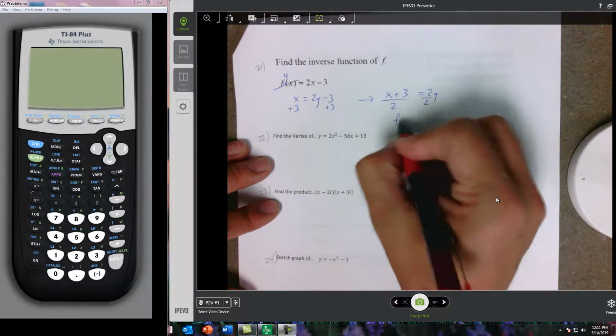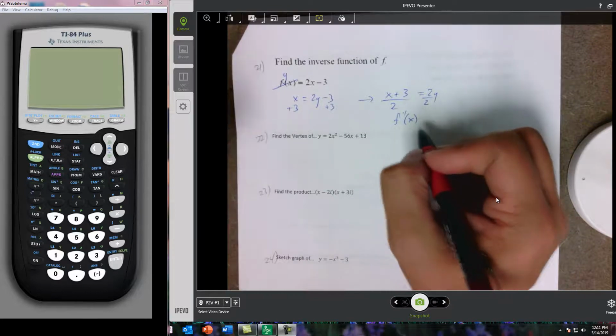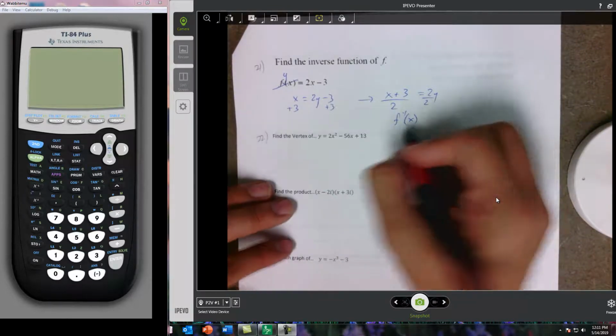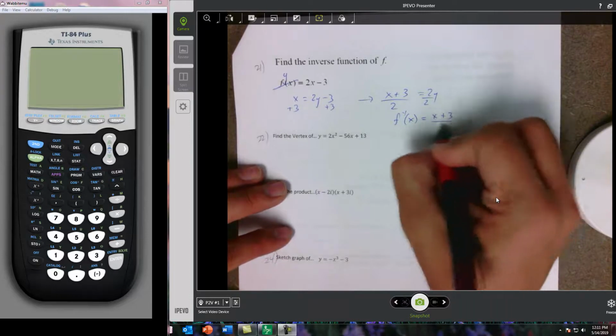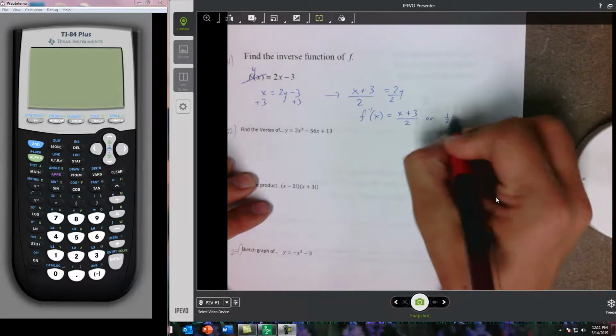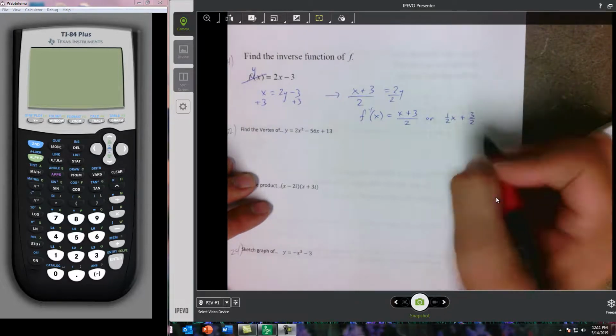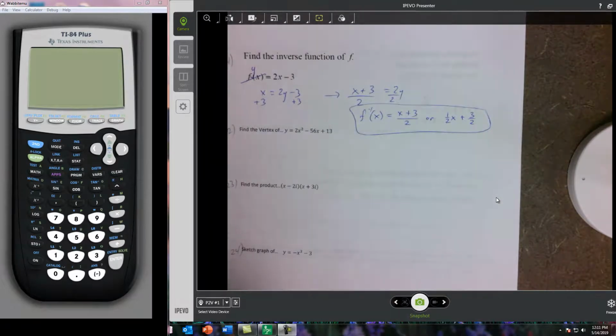Now, if we write f to the negative 1 of x, that's the name for inverse. Technically, I'd take a y as well, but this is the format we traditionally would use. We can have x plus 3 all over 2, or you could have 1/2 x plus 3/2. Either one of those choices is definitely acceptable. It's just a matter of which preference you have.